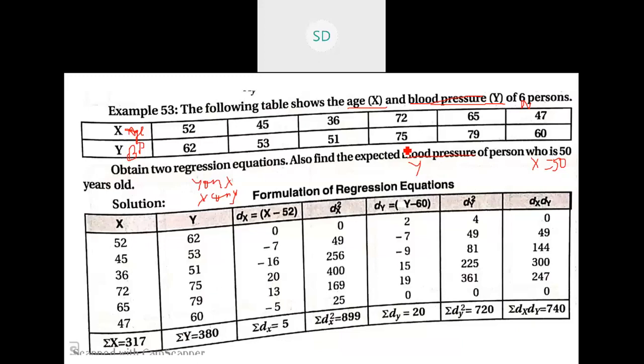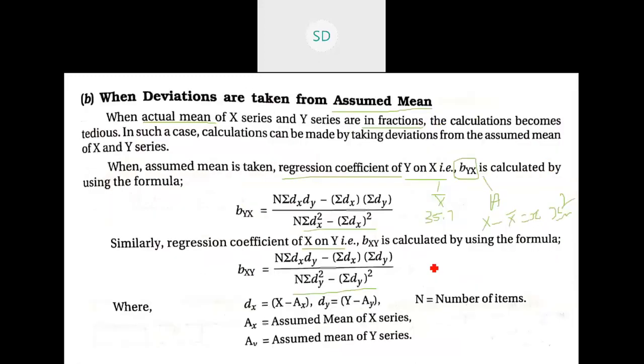Sorry, let us continue. Now going to the solution, formulation of regression equations. X, we have written it down directly, y is written down as it is. Then before going to next steps, let us, as usual, analyze what the important values are in the previous equation.